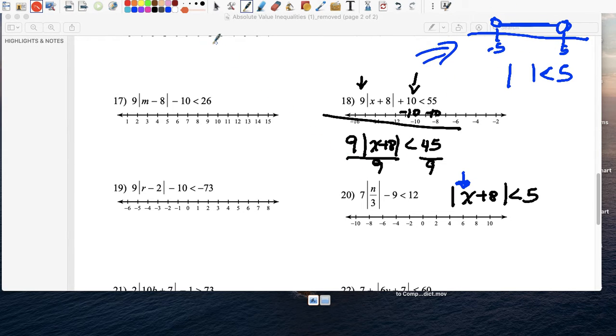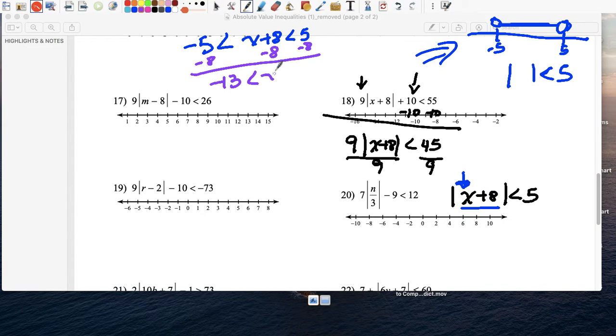And here's my inequality. We're going to take negative 5 less than, and in the middle, I'm going to put x plus 8, less than 5. Here's my compound inequality. So we're going to isolate x, so we're going to do minus 8, minus 8, and we get negative 13 less than x less than negative 3. So that tells me that if I pick any number from negative 13 to negative 3, not inclusive, this will work.